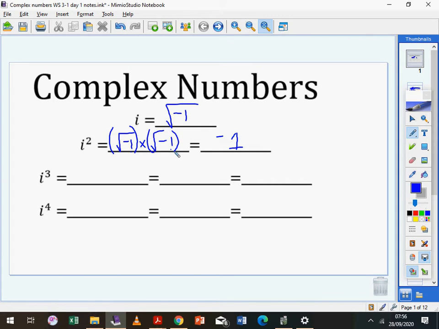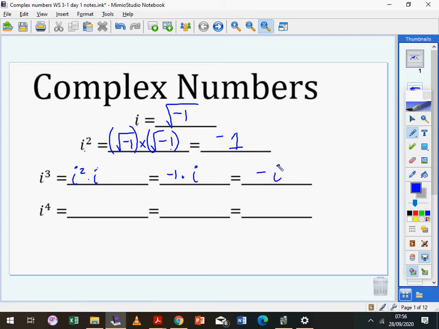Now, i to the third power. I already know what i to the second power is, and I already know what i to the first power is. So I can write this as i to the second times i to the first power, which I know i to the second is negative 1, and i to the first power is just i. So the task here is to express these numbers as simply as possible in terms of i. So this would just be negative i, right?